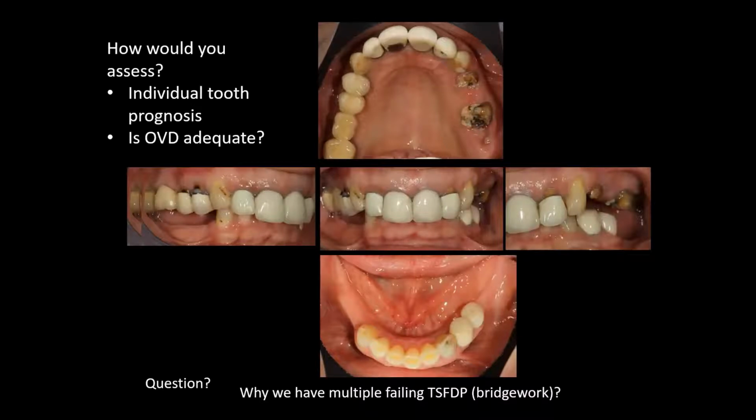Dr. Christina says loss of posterior vertical. All right, that's fine. We lost the posterior vertical, but why do we have multiple failing to support bridgework? There's another comment, inadequate force distribution. Inadequate force distribution, where? Somebody else has written excessive load. Right, what else? Those are the only comments we've had till now.